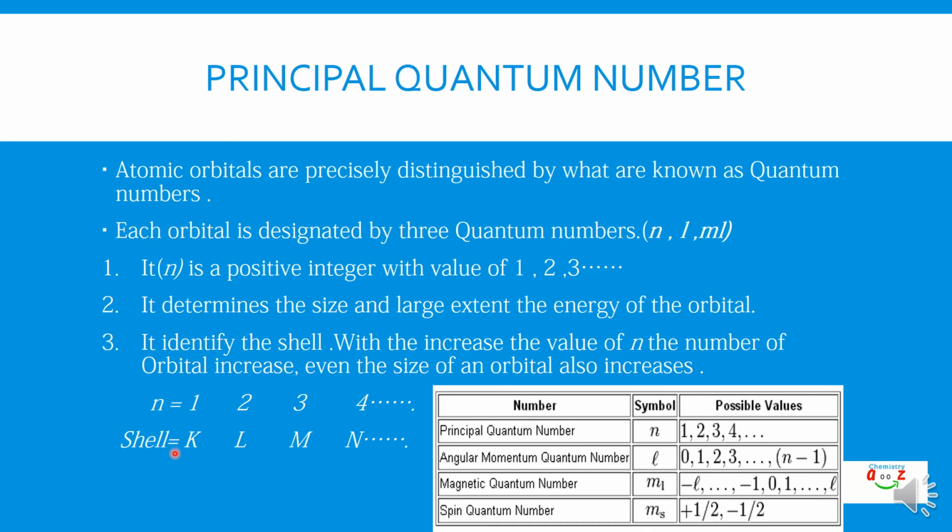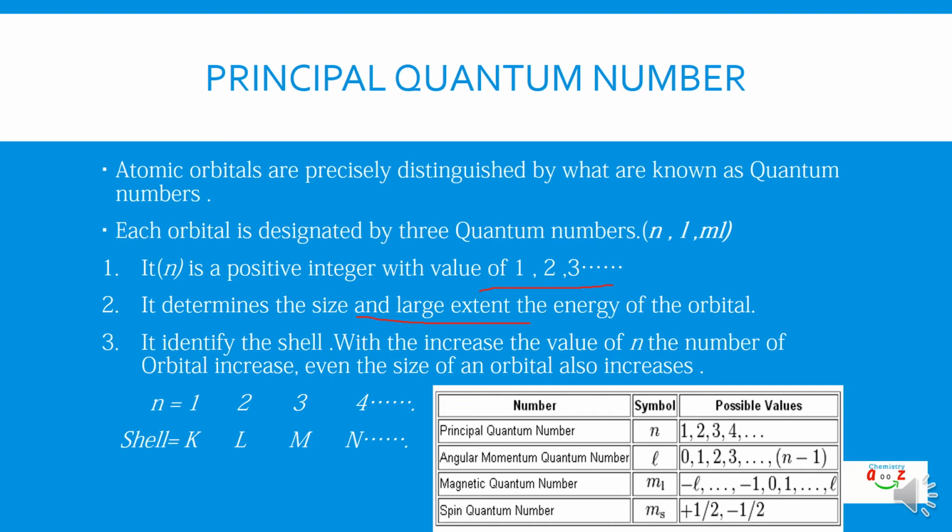Now we'll start with the principal quantum number, as here principal means main quantum number. It is denoted by n and the value is 1, 2, 3 to infinity, and it determines the size and to a large extent the energy of an orbital. Principal quantum number is saying about the orbital energy also.